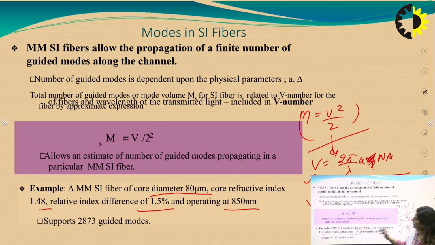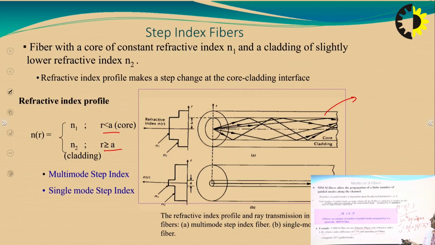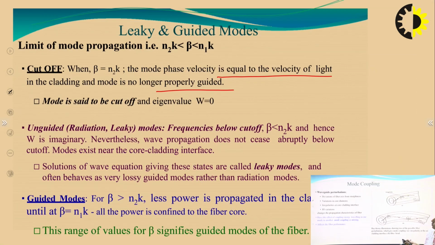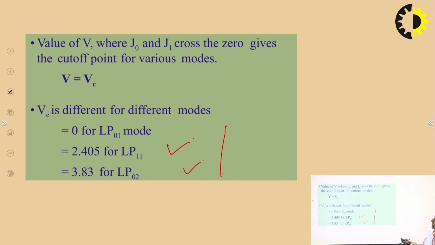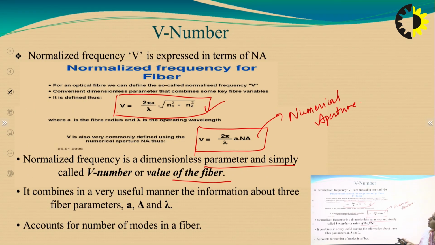For the multi-mode step index fiber, the diameter 2A is given, that is 80 micrometer, and the core index N1 is given as 1.48. So A into N1 into NA. We can then calculate the number of modes, which is around 2873. From the previous slide, you can see the formula for how to calculate the V number: V is equivalent to 2 pi by lambda into A under root N1 square minus N2 square, or 2 pi by lambda into A into NA.